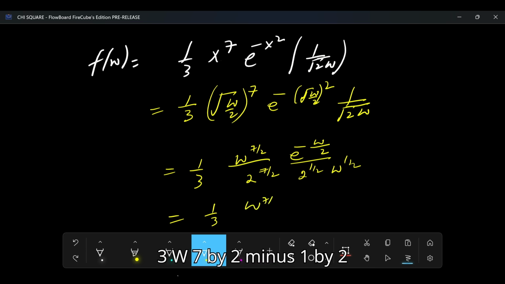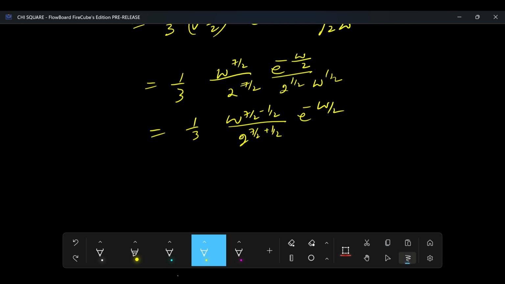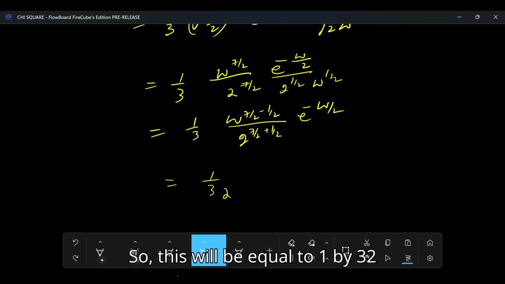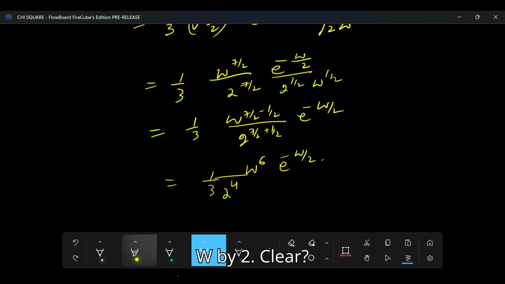This will be equal to 1 by 3 w raised power 7 by 2 minus 1 by 2, 7 by 2 minus 1 by 2, 7 minus 1, that is equal to this. So this will be equal to 2 raised power 7 by 2 plus 1 by 2, e raised power minus w by 2. So this will be equal to 1 by 3, 2 raised power 4, w^6 e raised power minus w by 2. Clear?